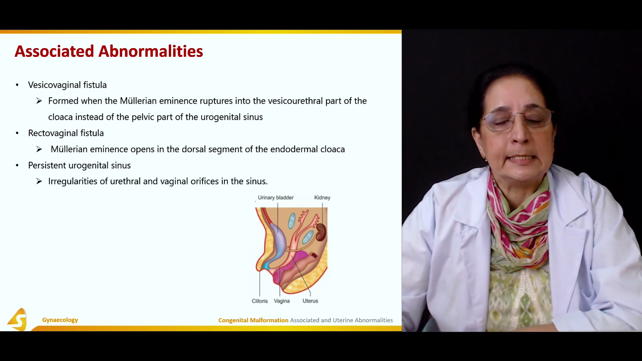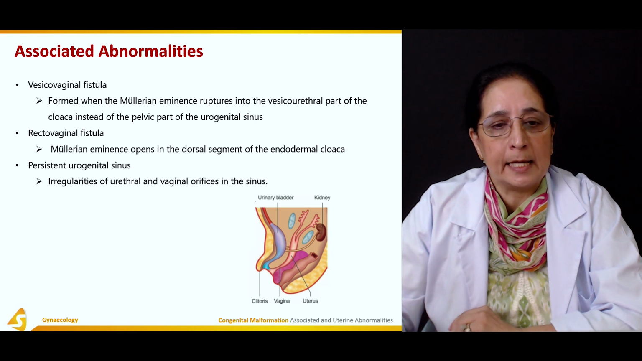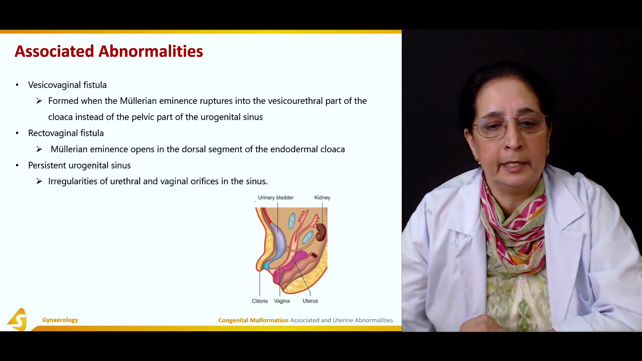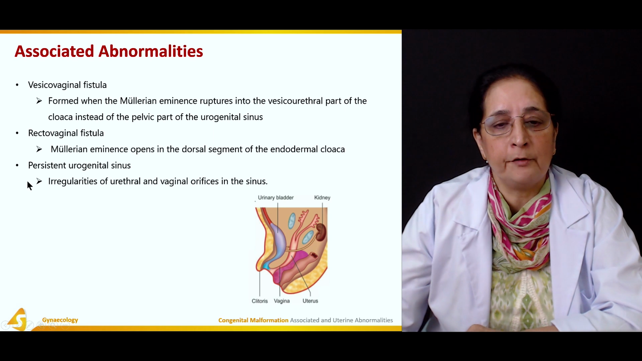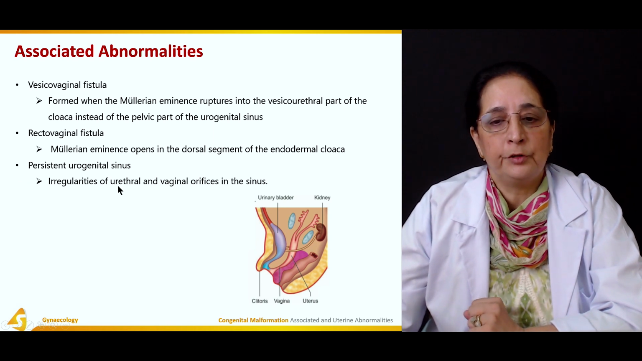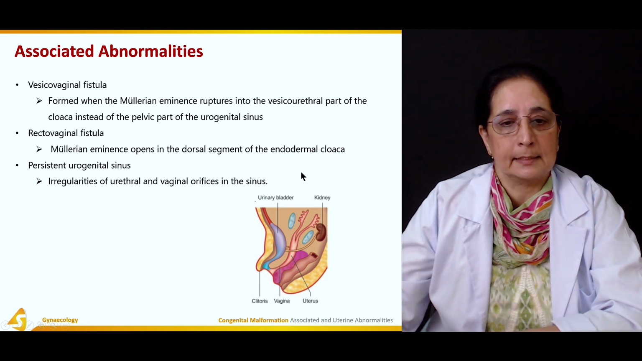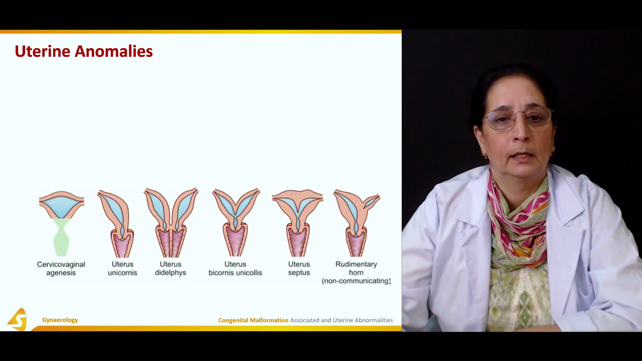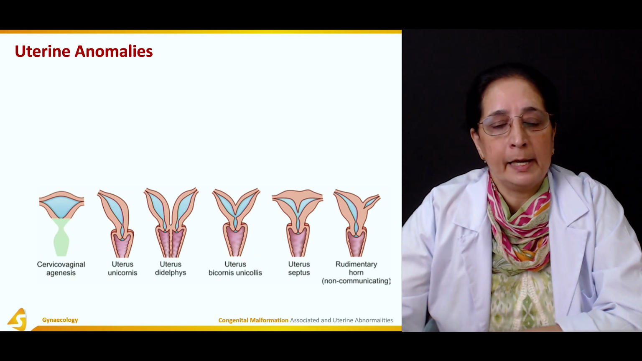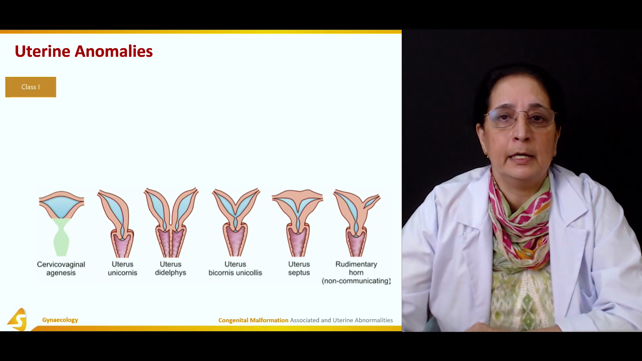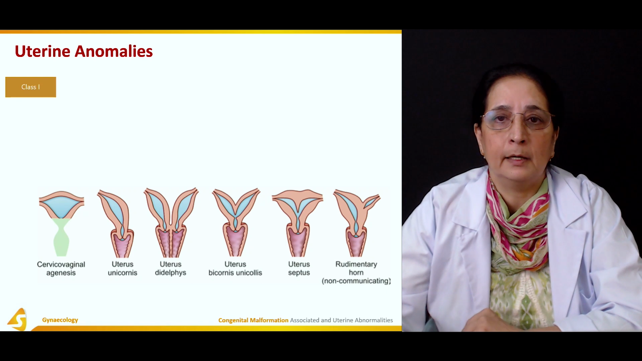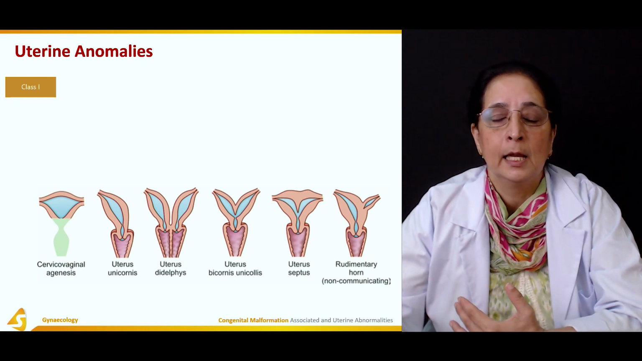Then we have persistent urogenital sinus. Persistent urogenital sinus leads to irregularities of the urethral and vaginal orifice in the sinus. Now, different uterine abnormalities. Uterine abnormalities we have divided into different classes.